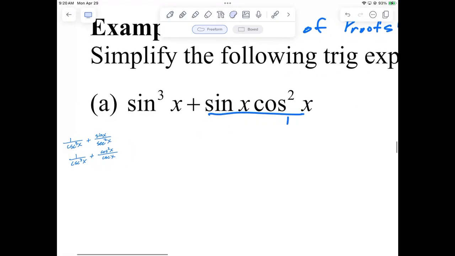Here's what I'm going to do. I don't want to necessarily complicate it and put it in terms of sine and cosine. What I'm noticing right away is I have a common factor of sine in both of those. Do you see that? What can I do if I have a common factor?